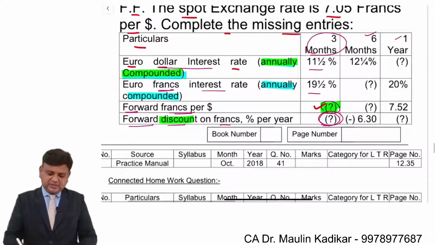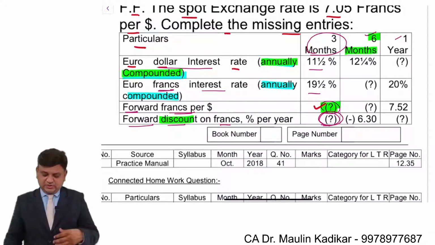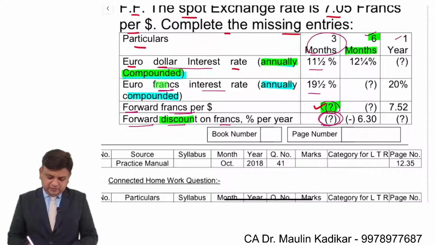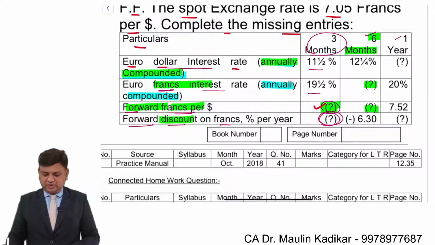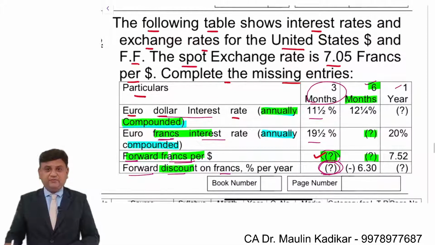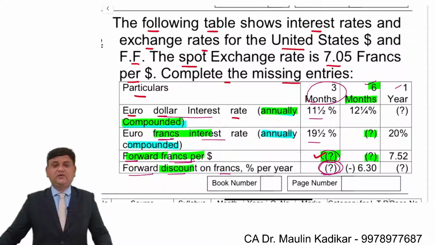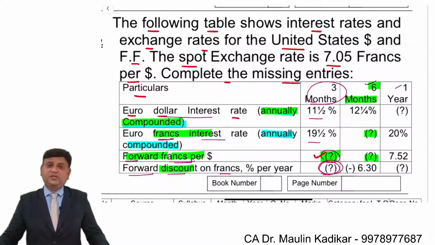Now let us see the next column, 6 months. In 6 months, there are 2 questions which are required to be found: the French franc rate of interest and the forward exchange rate for French franc per dollar. I want you to write in the chat box whatever answer you compute first.